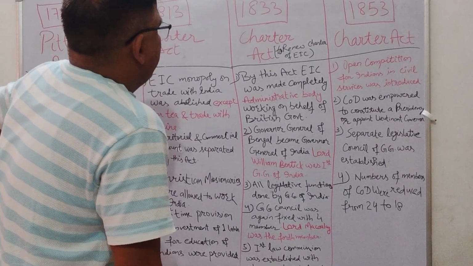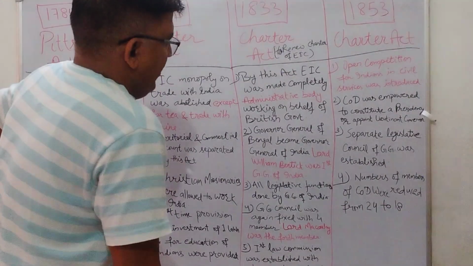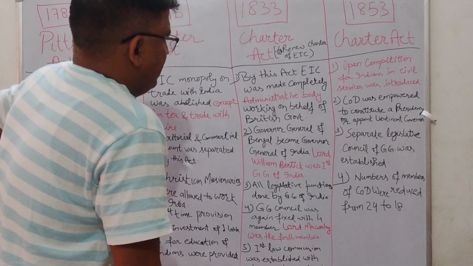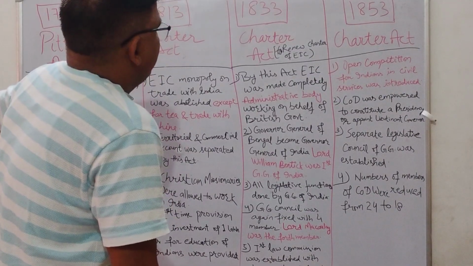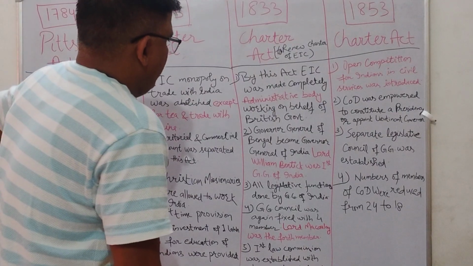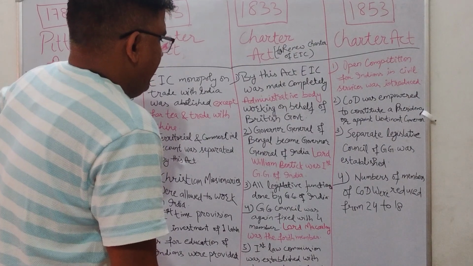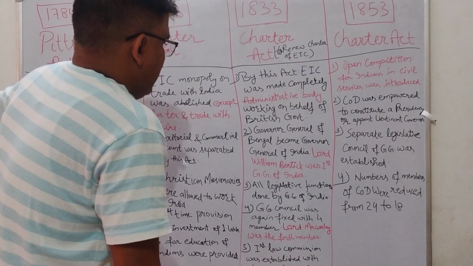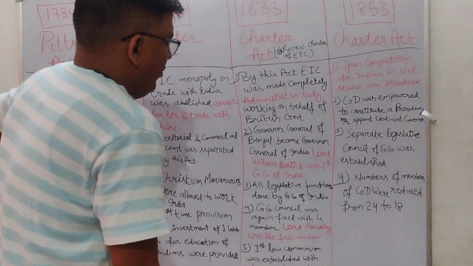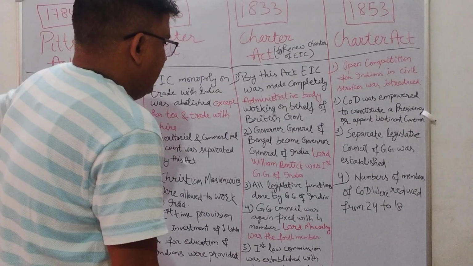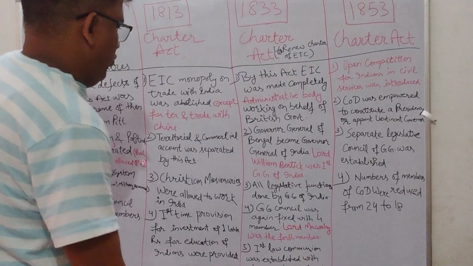The second feature of the Charter Act of 1833 was that the Governor General of Bengal became the Governor General of India, and the first Governor General of India was Lord William Bentinck. The third feature was that all legislative functions were done by the Governor General of India. Fourth, the Governor General's Council was again fixed at 4 members. The new member added was Lord Macaulay, who was a law person.